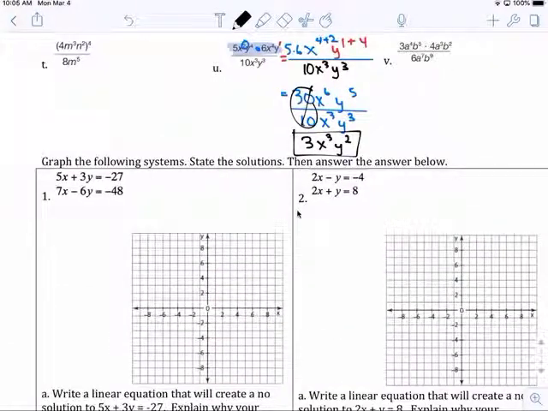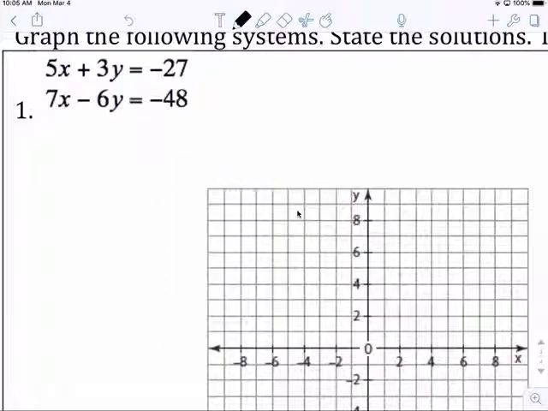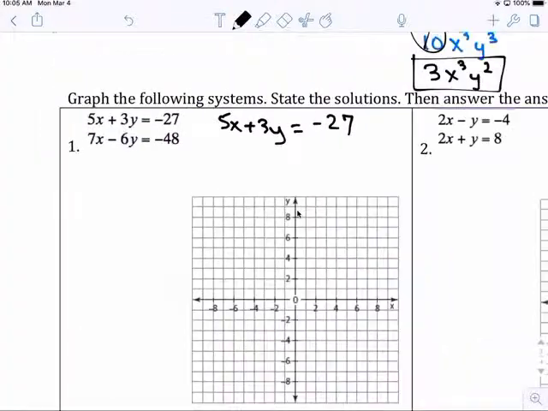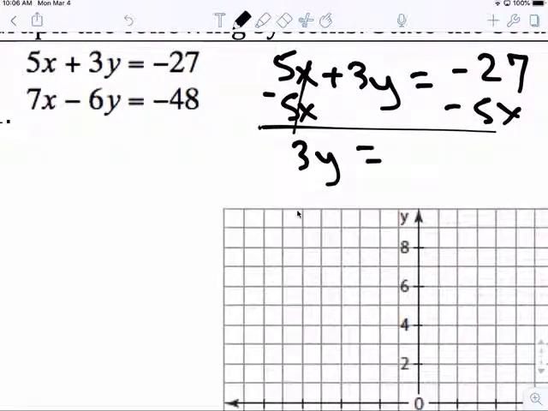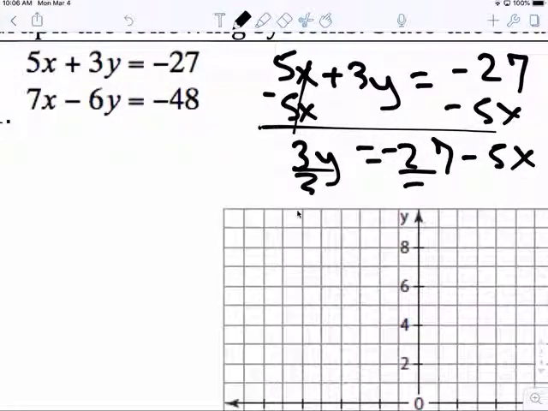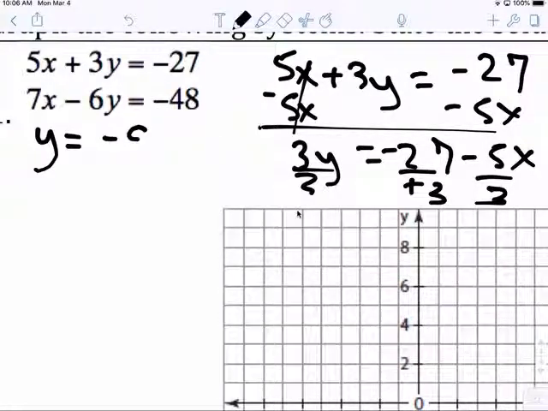Graph the system. Make sure you solve it first. 5x plus 3y equals negative 27. Because we're finding the answer to this system. So minus 5x minus 5x. So 3y equals negative 27 minus 5x. Divide by 3. So one equation is y equals negative 9 minus 5 over 3x.